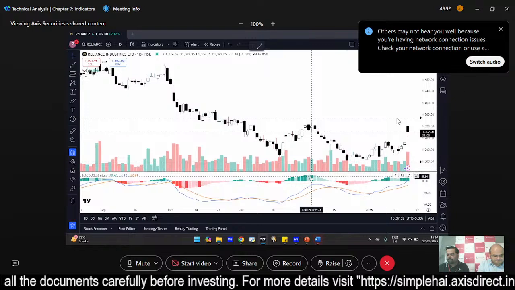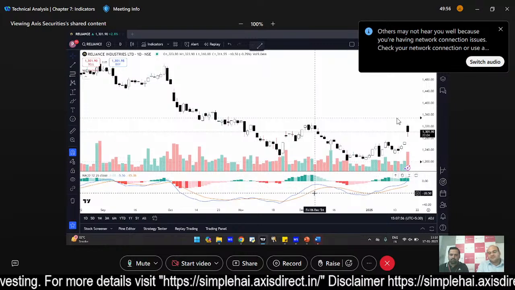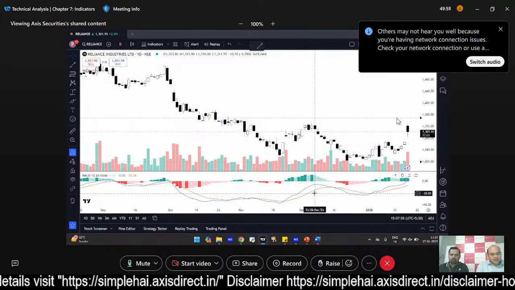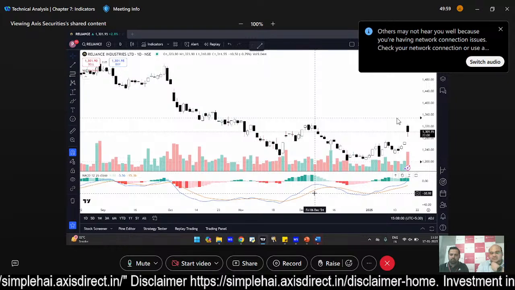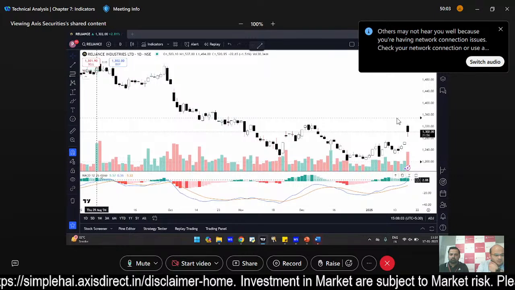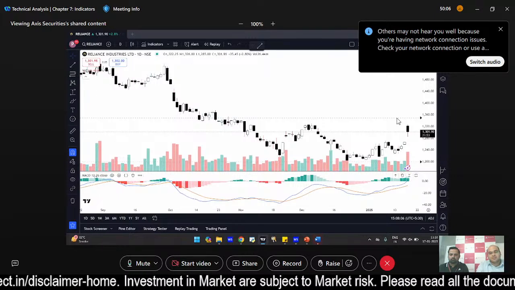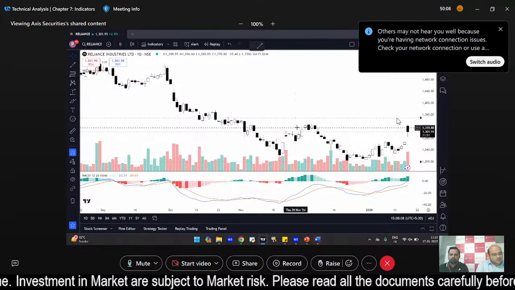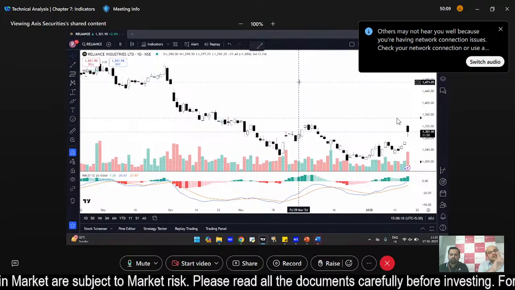Yeah. So basically ये दो लाइंस का जो डिफरेंस है that is plotted as a histogram. And then again अगर आपको faster signals चाहिए, then you can reduce the periodicity of the exponential moving averages with which you calculate the MACD. So that was for RSI, stochastics and MACD.